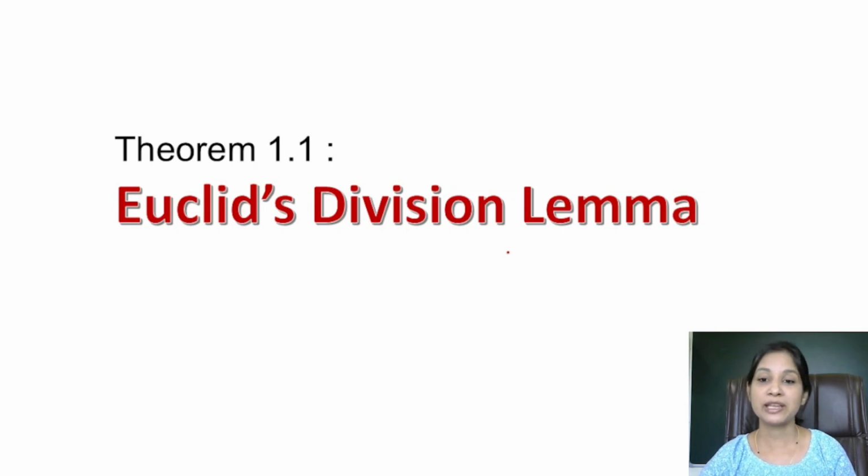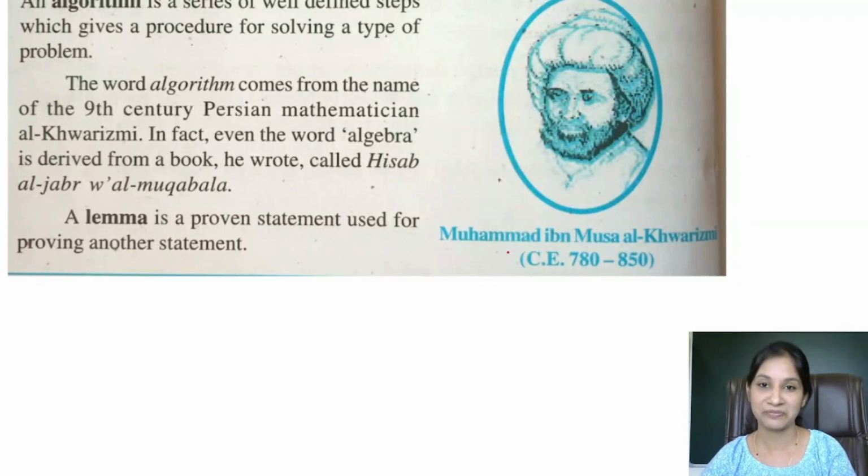So what do you mean by Euclid's division algorithm as well as Euclid's division lemma? Here you are observing two statements. A lemma is a proven statement used for proving another statement. Once again I'll read. A lemma is a proven statement used for proving another statement. Let me give an example for this.